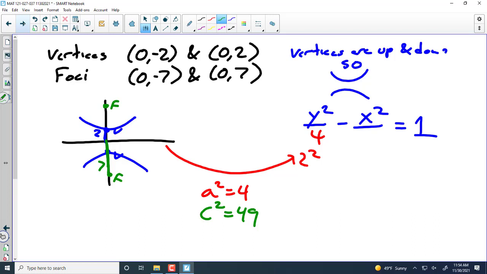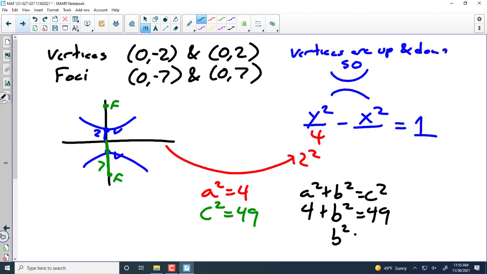What can I do with those numbers? Do I have an equation that will help me find b squared? What is it for a hyperbola? a squared plus b squared equals c squared. It's a squared plus b squared for a hyperbola. So if a squared plus b squared equals c squared, then 4 plus b squared equals 49, which means b squared equals 45. Do I need to take the square root of 45? Do I need to square it? No, it's exactly what it should be. It's b squared. Done.